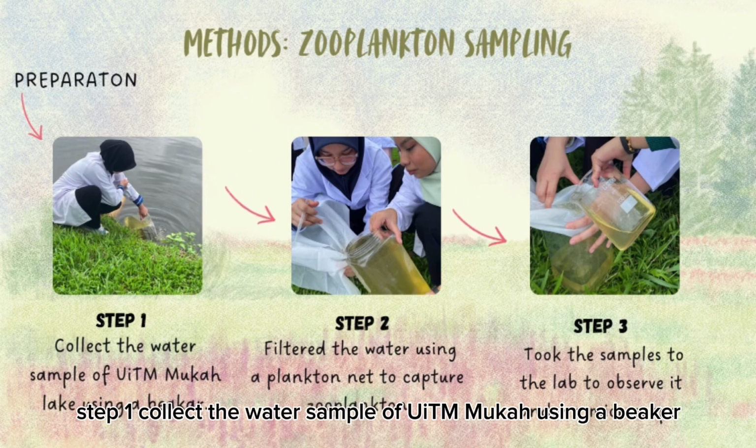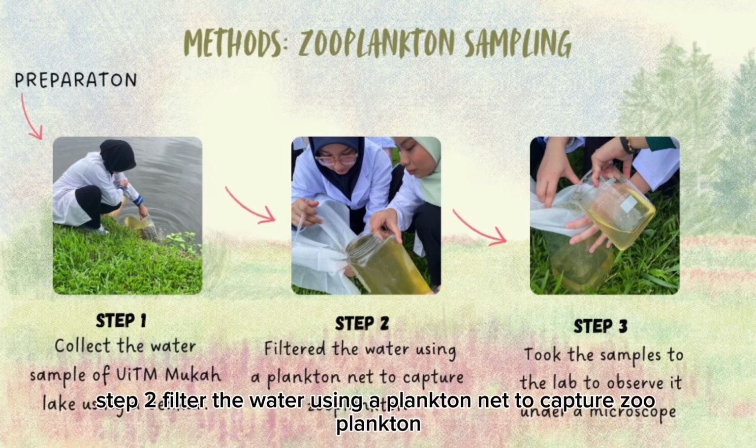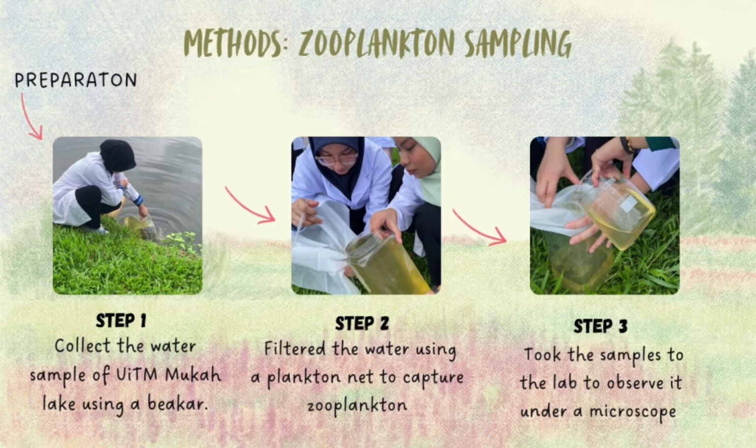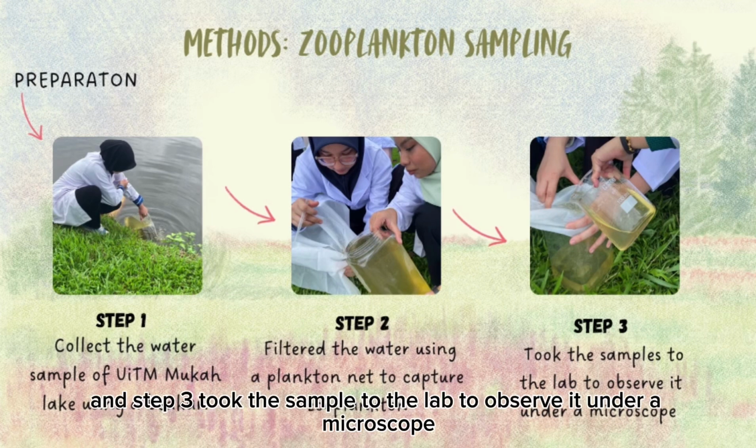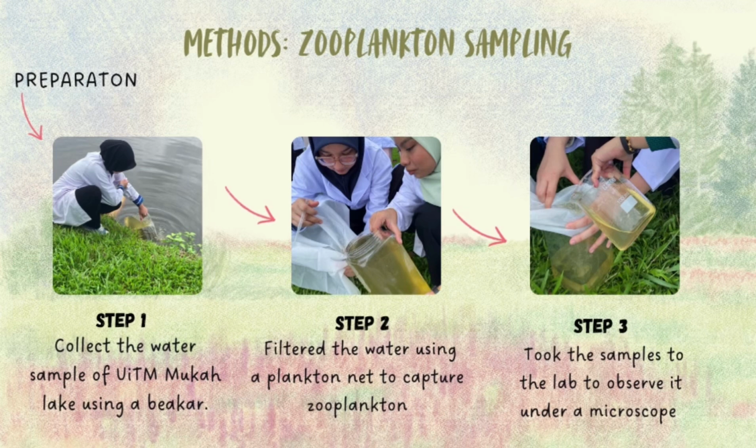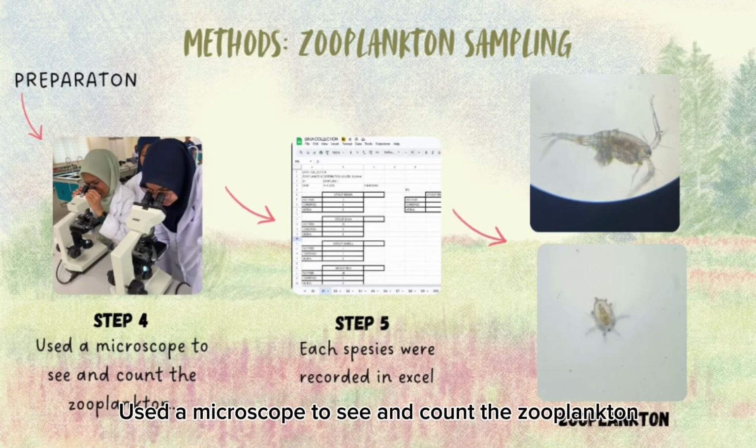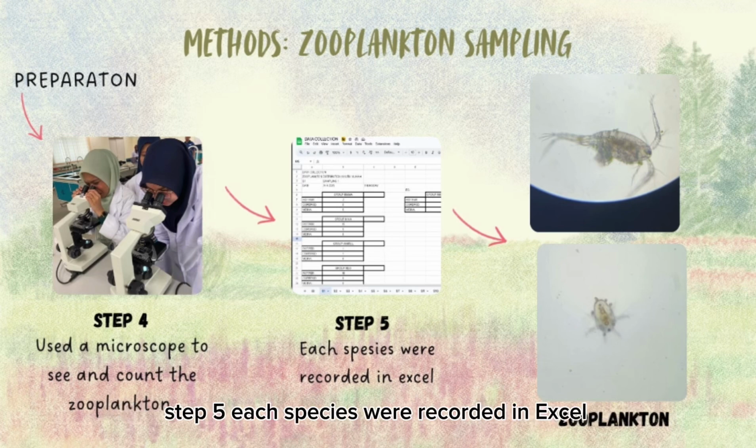Step 1. Collect the water sample of your UiTM Mukah Lake using a beaker. Step 2. Filter the water using a plankton net to capture zooplankton. Step 3. Take the sample to the lab to observe it under a microscope. Step 4. Use a microscope to see and count the zooplankton. Step 5. Each species was recorded in Excel.